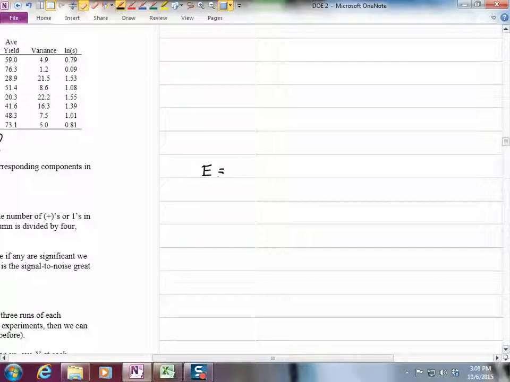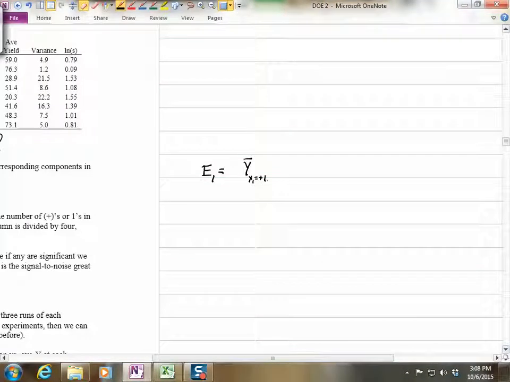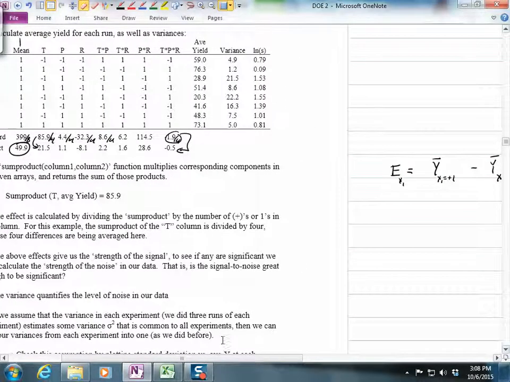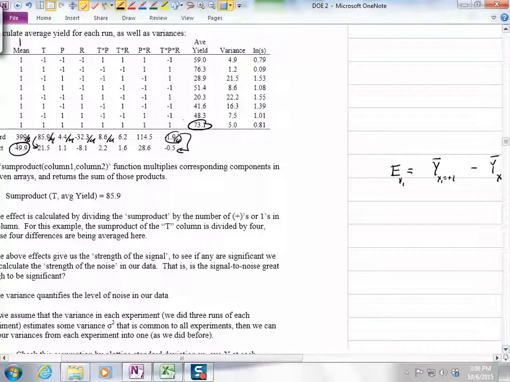So the effect of x1, we took the average of the high values, minus the average of the low values. So x1 was temperature. So we did this one, it's every other one.